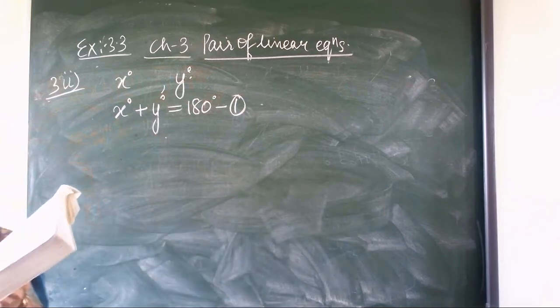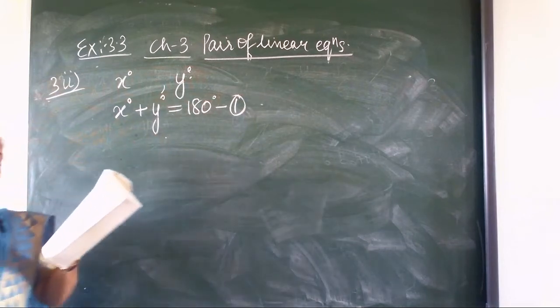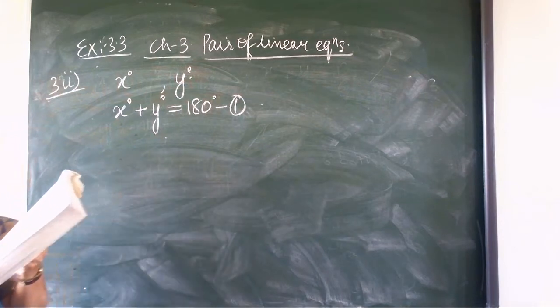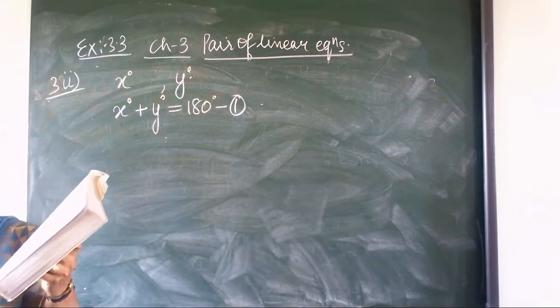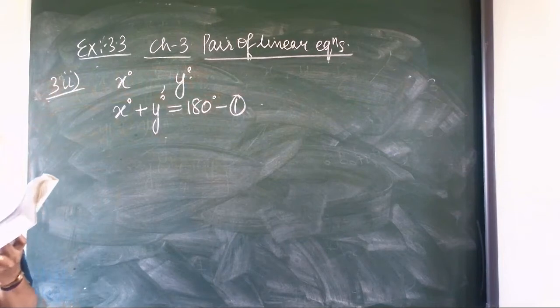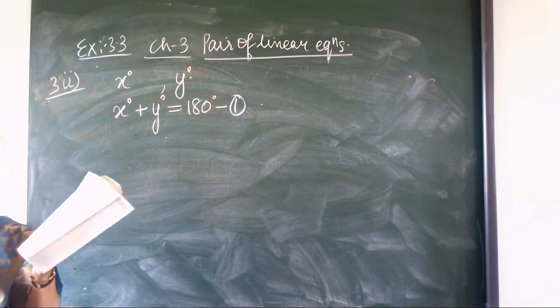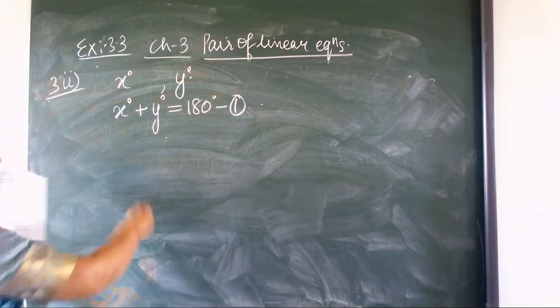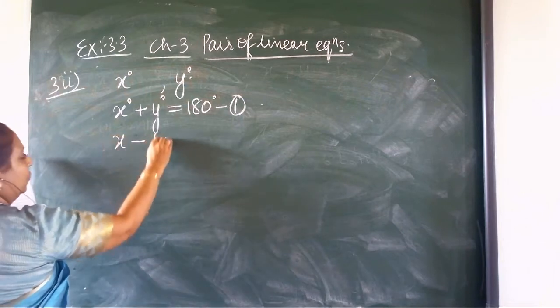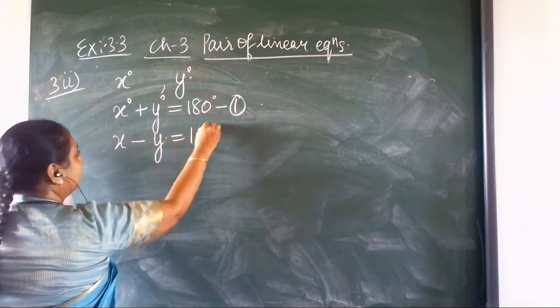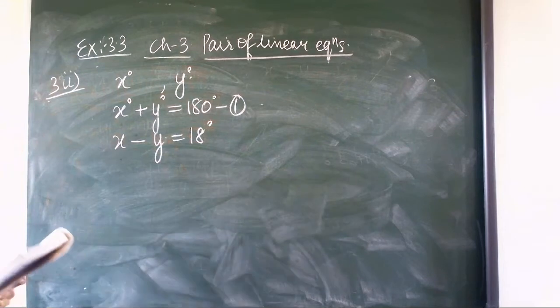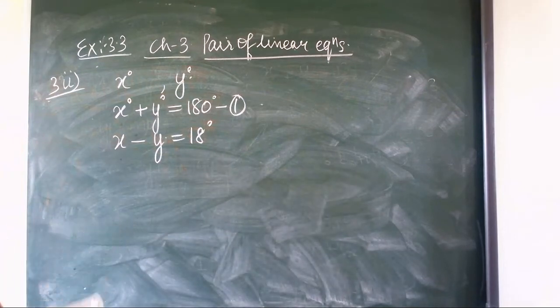Now the second condition is given: the larger angle exceeds the smaller by 18. Exceeds means बड़ा. कितना बड़ा है? x minus y is equal to 18. Means their difference is 18. Clear? This is the second equation.